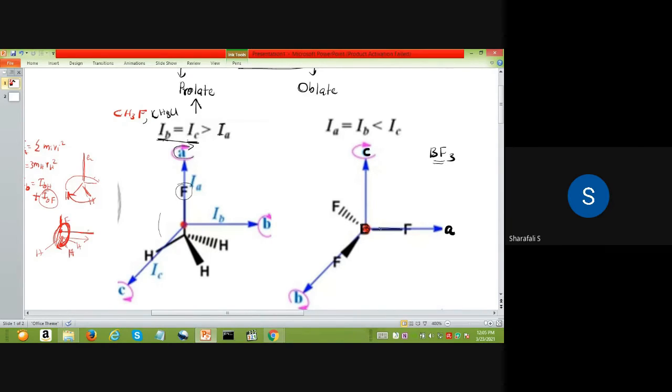Because this fluorine atom is on this axis, the moment of inertia because of this fluorine atom will be 0 about this axis, because there is no perpendicular distance, as the fluorine atom is on the axis. So the moment of inertia for this particular fluorine atom about this axis will be 0. So only the rotation of these two fluorine atoms will affect this axis. So the moment of inertia about this axis is minimum, so I will call that axis A.